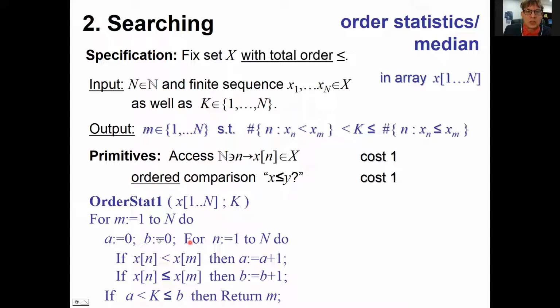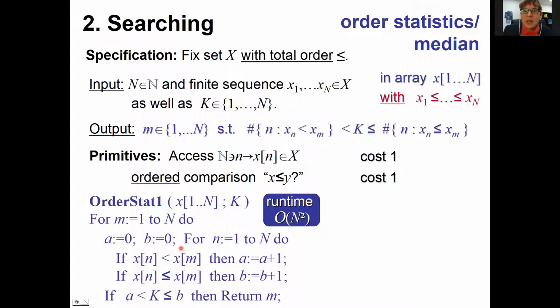It uses two nested loops and therefore has quadratic running time. And as I emphasize, that's what we want to beat. We want to try to devise a more efficient algorithm, a subquadratic time algorithm.